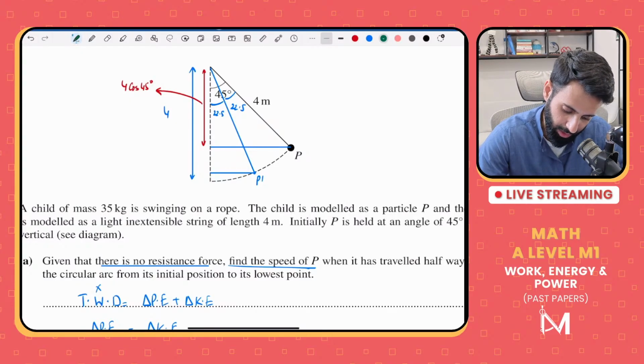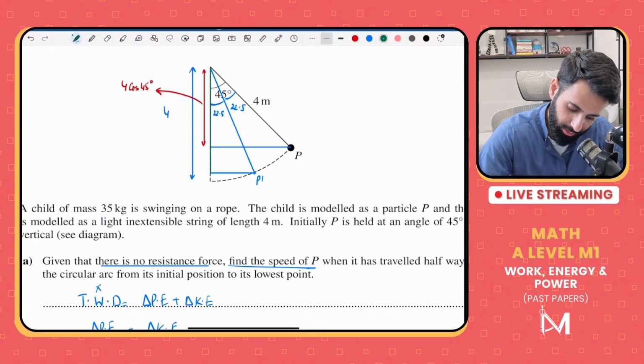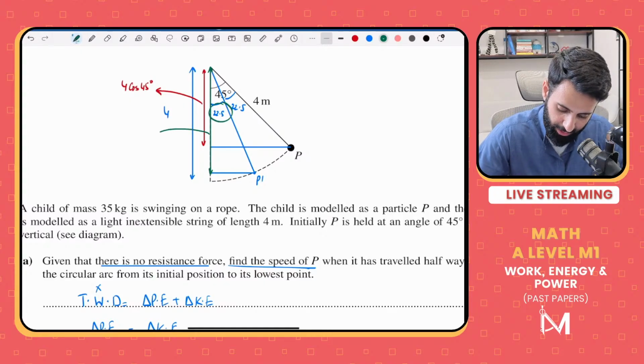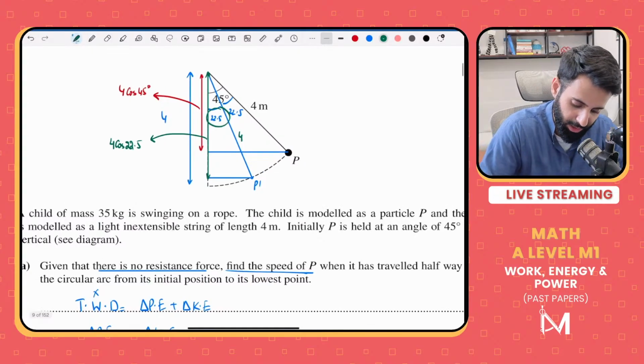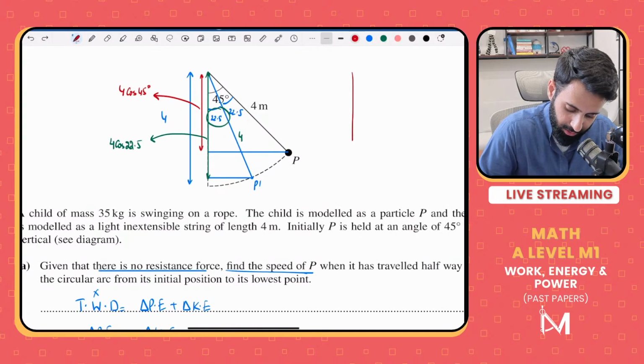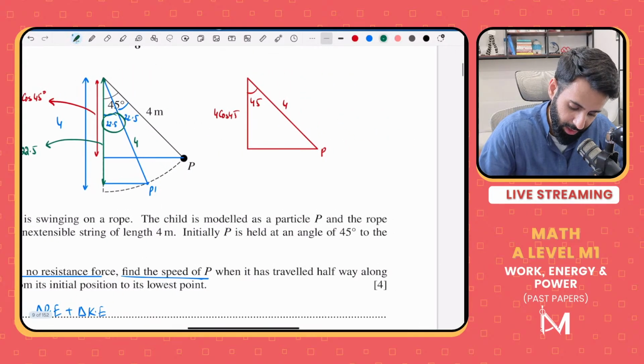Now, what about the entire height? As in, what about the height from here to here? So this height, now what's this angle going to be? In fact, we already have this angle, 22.5. So that means this length in green would be equal to 4 cos 22.5, because the hypotenuse would be 4. So I'll draw them separately so that you can make more sense. Initially, this is what the height is. This is P, this is 4, this is 45. So that means this would be 4 cos 45. Now, as it moves down, the height decreases.